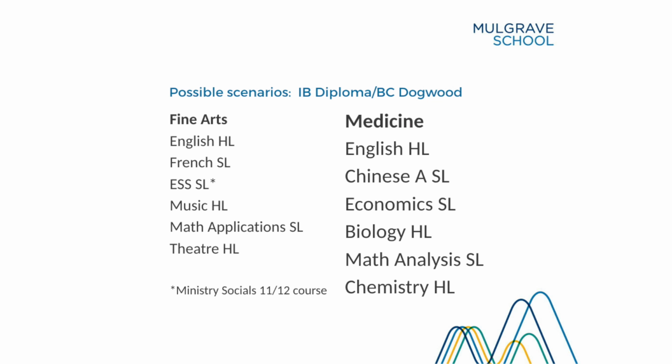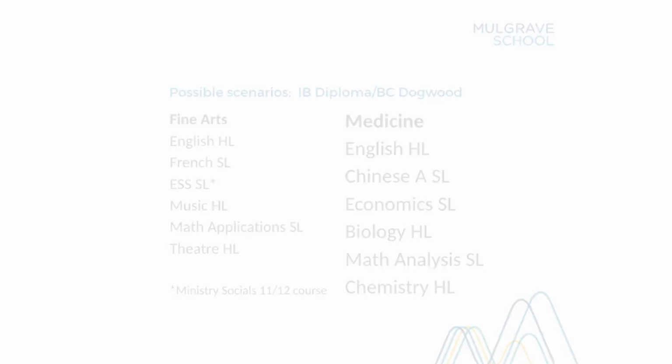If a student is looking at going into medicine, this particular student at the higher level chose to do biology, chemistry and English, just because they fancy mixing it up with a bit of English in there to challenge themselves. And then also did Chinese, economics and math analysis at the standard level.